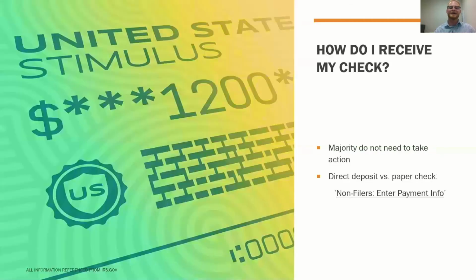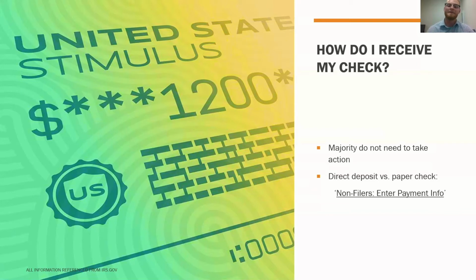Okay, so the second question, how do you receive your check? The majority of us aren't going to have to take action if you filed your 2019 tax return, had your direct deposit information in there, and got a refund. You should be getting your stimulus check right away. For those that filed 2018 and not 2019, we found that the direct deposit doesn't carry forward. So you will need to go on the IRS website and enter in your direct deposit, which I'm going to get into in a second.